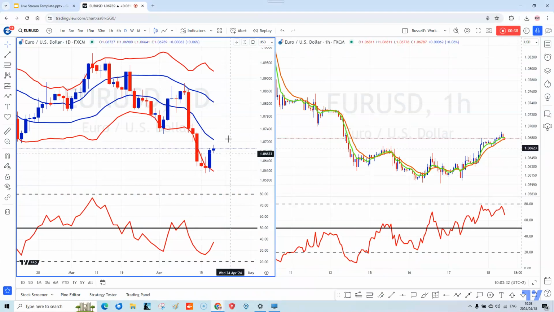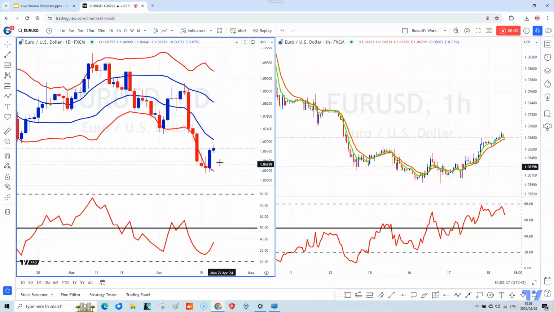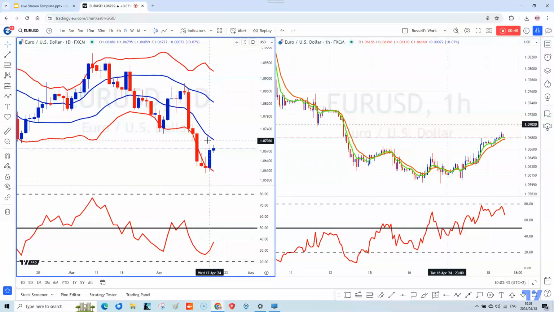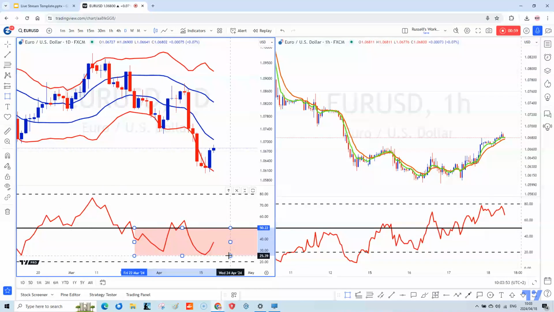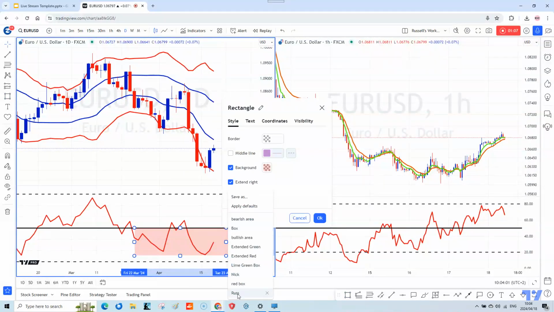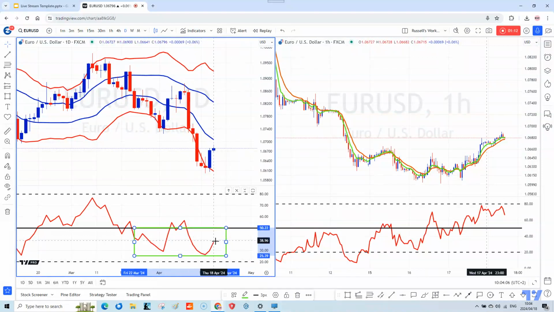Now, what we have here is the Euro US dollar daily chart on the left, and we've got the hourly chart on the right. And if you just take a look at the daily chart, you can see we're in zone 3. That's our bearish area, between the lower blue and the lower red. And you can see that the RSI is below 50. So that's on the bearish side of the oscillator. I'm just going to make this lime green. So you can see that lime green box is showing us that the RSI is below 50.